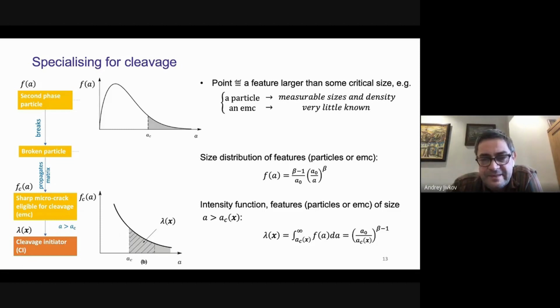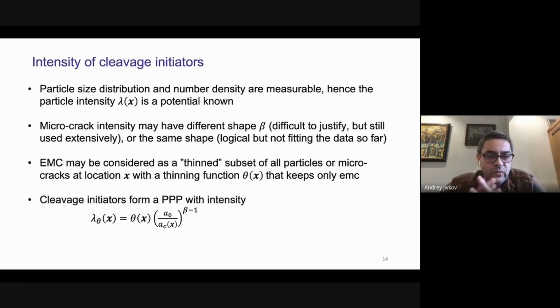So the size distribution of features gives an intensity function that is the integral from a critical size and a particular location of the size distribution of these features, and it gives again a power law. So the intensity function, whether you're thinking about particles or eligible microcracks, is this power law here at the bottom of the slide.